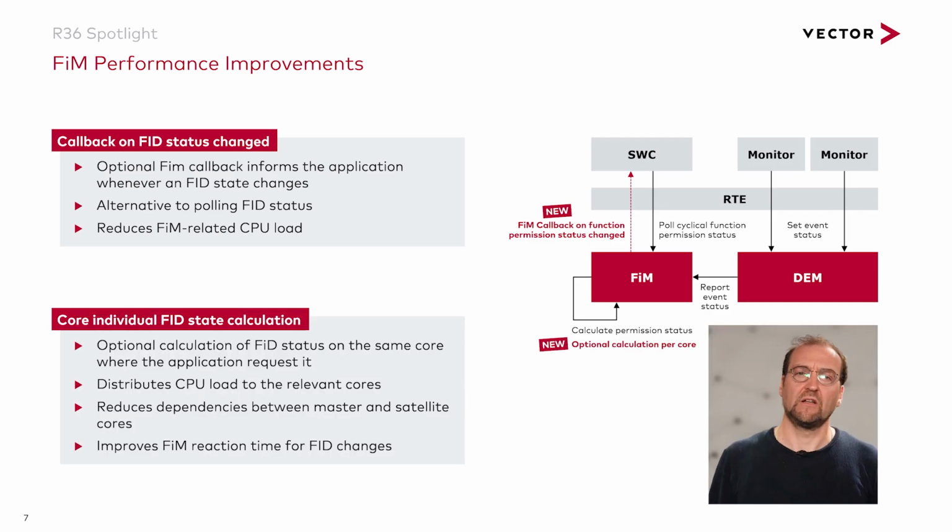The second improvement targets multi-core systems. Previously, fit status calculations were handled centrally by a FiM master core. In Release 36, the calculation can now be performed on the same core where the application requests it. This distributes the CPU load across cores, reduces dependencies between master and satellite cores, and improves FiM reaction time for status changes. Both features are optional in order to remain downward compatible. Existing configurations remain fully supported, while new configurations can directly benefit from these performance improvements.